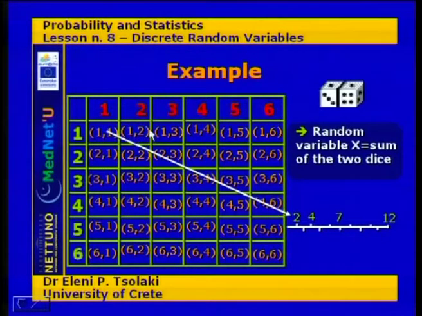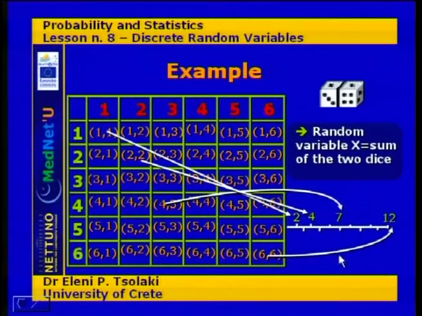So here, these elements, 2 plus 1, 3, can be sent to the real number 3. Also, the elements 3, 1, 2, 2, and 1, 3, the sum is 4, so they are sent to 4. The same way, these elements, 1, 6, 2, 5, 3, 4, 4, 3, 5, 2, and 6, 1, the sum is 7, they are sent to 7. We do the same way with all other elements up to the last one, 6 plus 6 is sent to 12.